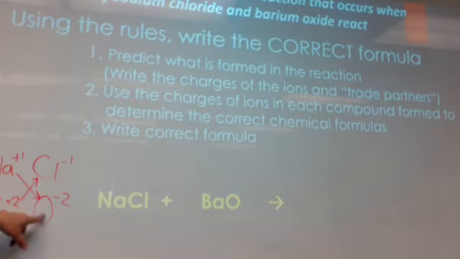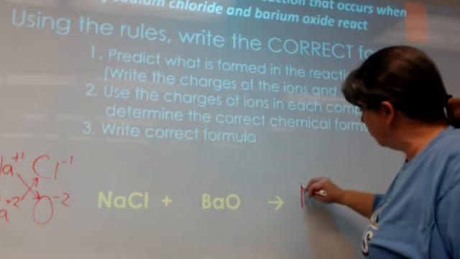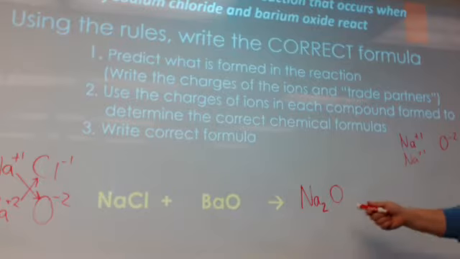Na is now going to go with O. However, notice that now it's no longer a 1-to-1 ratio because Na is +1 and O is -2. So I'm just going to do a little scratch work on the side here for those of you that still need this extra help. To get your charges to cancel, we need 2 Na's for every 1 oxygen. So that is where our new chemical formula comes in. 2 Na's for every 1 oxygen.